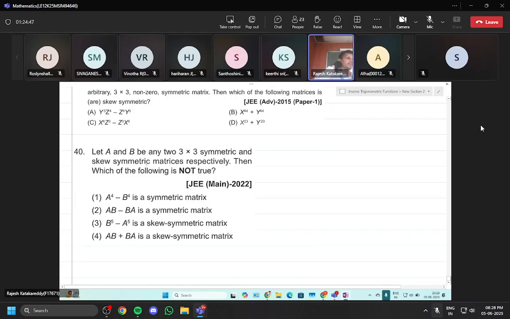So what about 40? Option 3. Then which of the following is not true? What are A and B? A is symmetric, B is skew symmetric. Then minus B minus A, not having. That is neither symmetric nor skew symmetric.